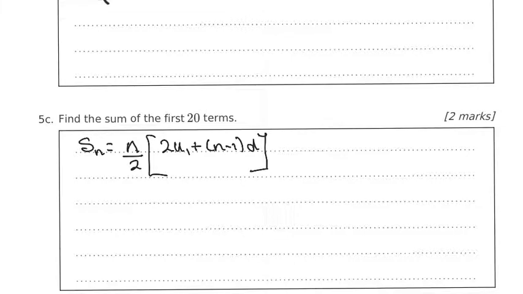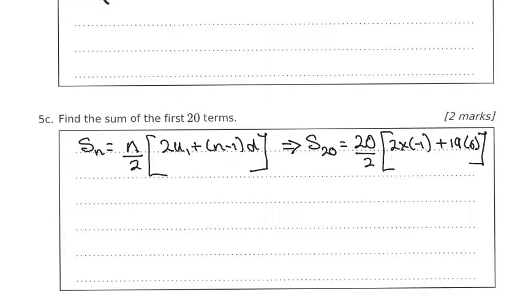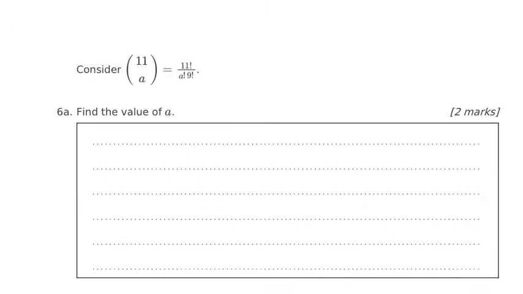where n is 20, so therefore S20 is equal to 20 over 2, 2 times minus 1, plus 20 minus 1, which is 19, times 6, which is equal to, when you sum them all up, 1,120.